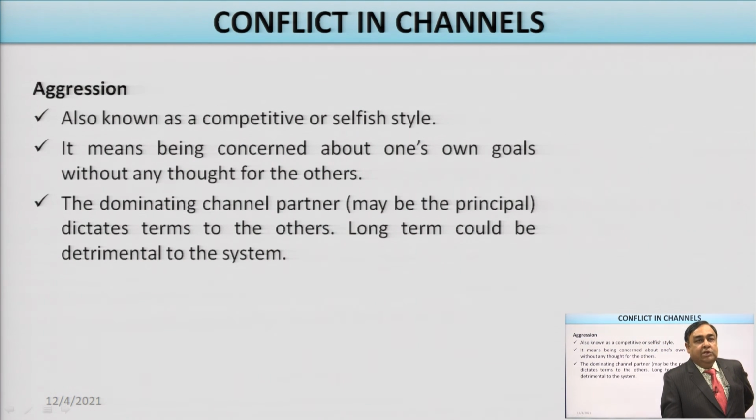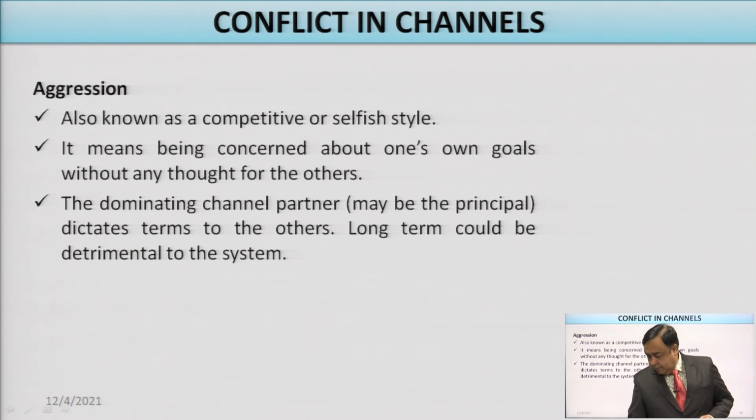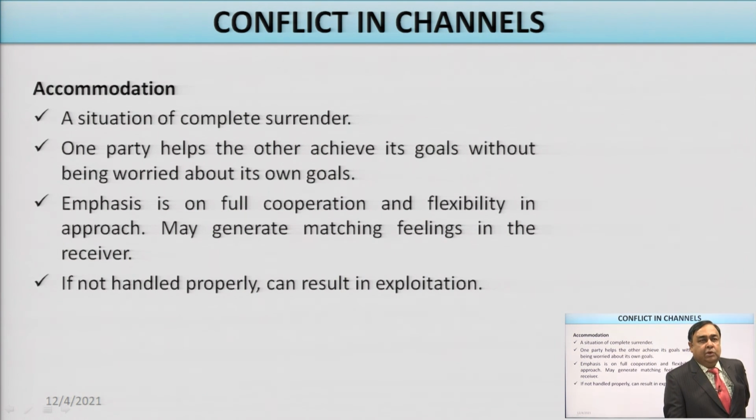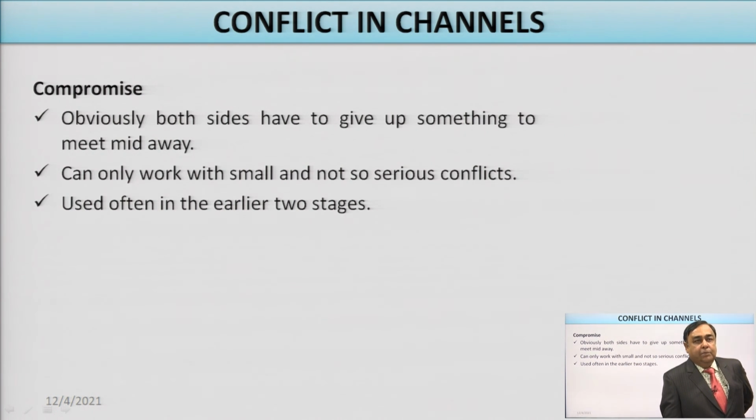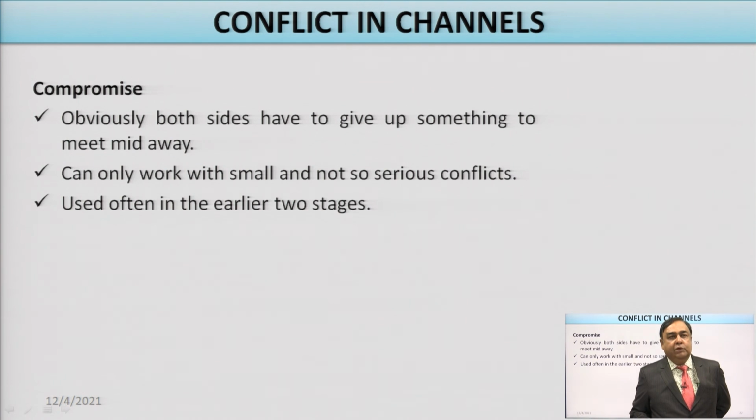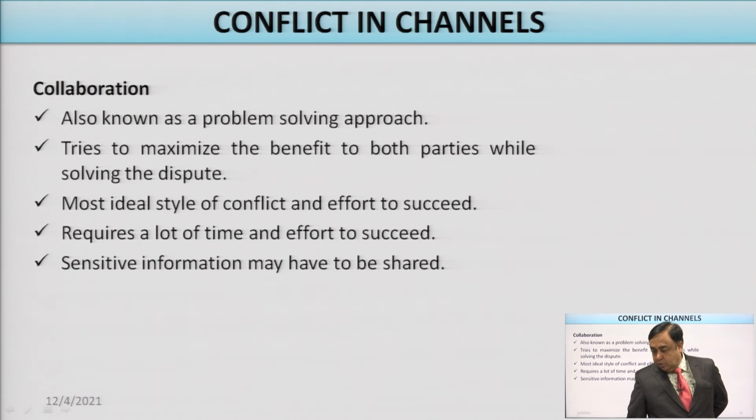Aggression, basically we are calling it a competitive or selfish style. It means being concerned about one's own goal only, and being least bothered about the other effects. Next is accommodation, a situation of complete surrender. One party helps the other to achieve its goal without being at all worried about its own goal. Emphasis is on full cooperation and flexibility in the approach. Lastly is compromise. Obviously, both sides have to give up something and come to a middle way. It can work only with small and not so serious conflicts, and is used in the earlier 2 stages also.